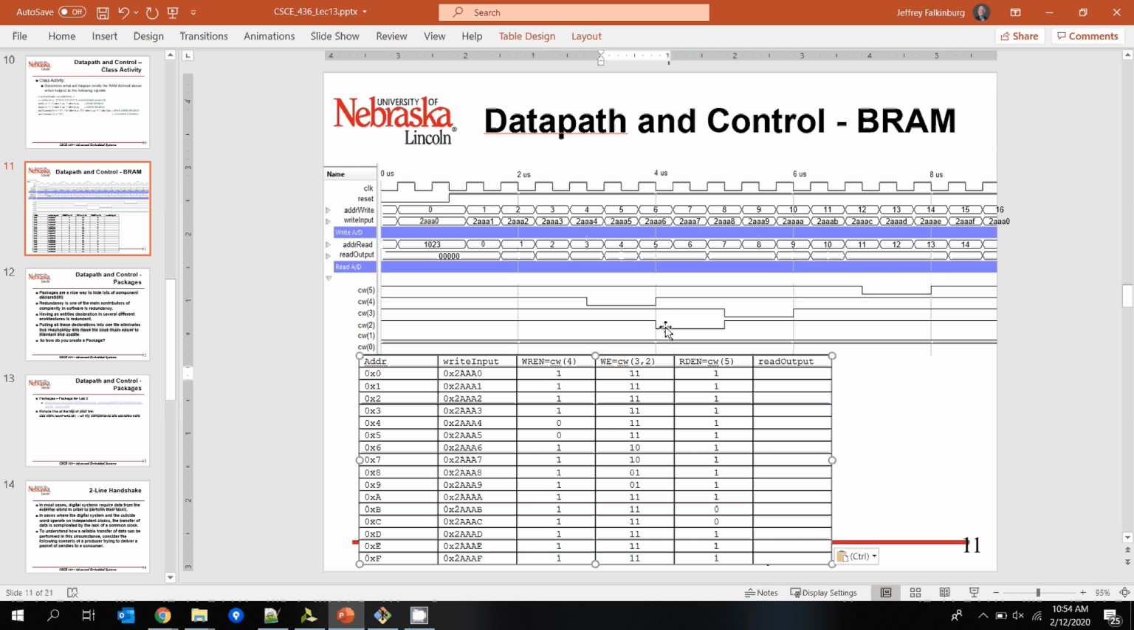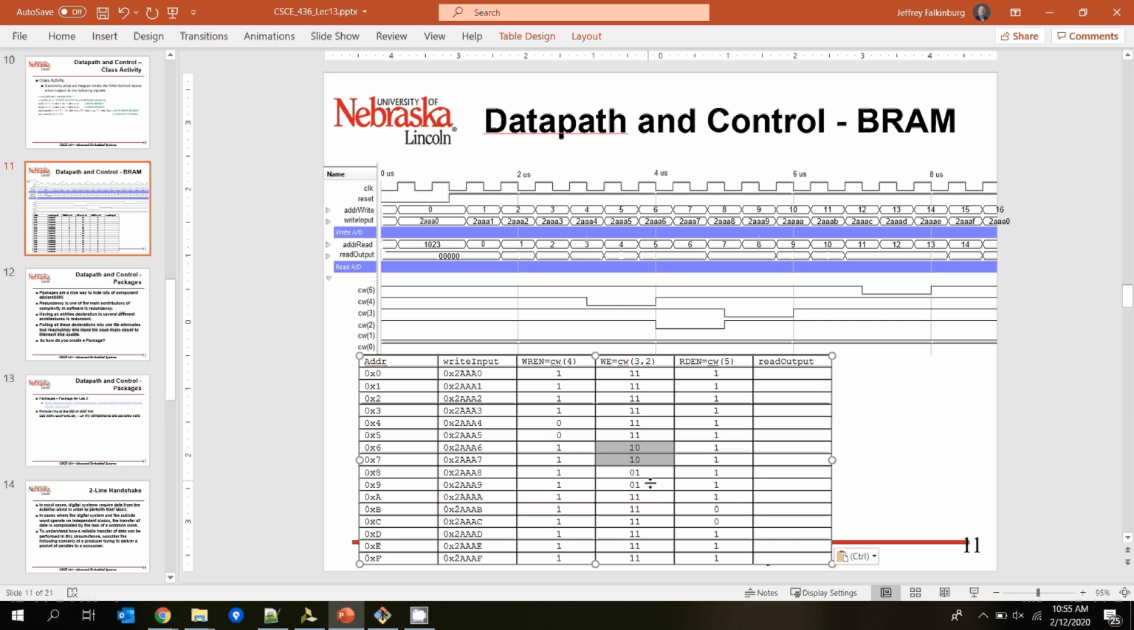So 2 goes low here on address 6 and 7. So 6 and 7, the lower bits are 0, and then the next 2 clocks 8 and 9, the upper bits are low.